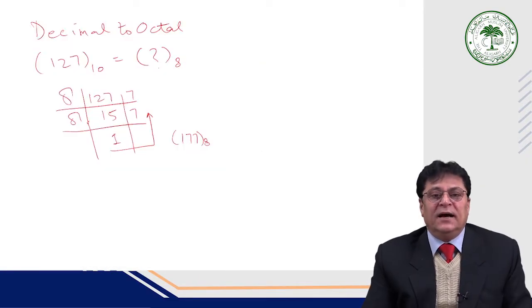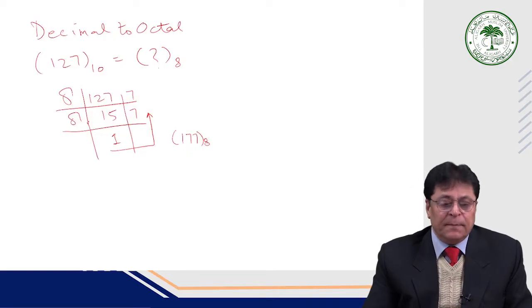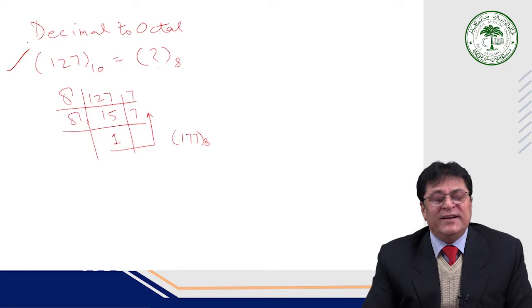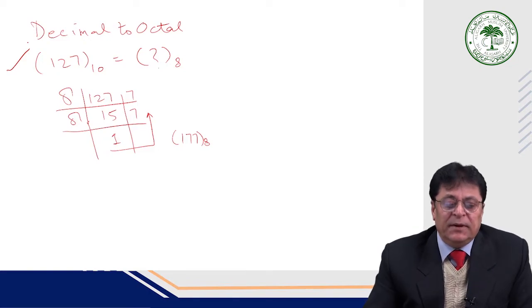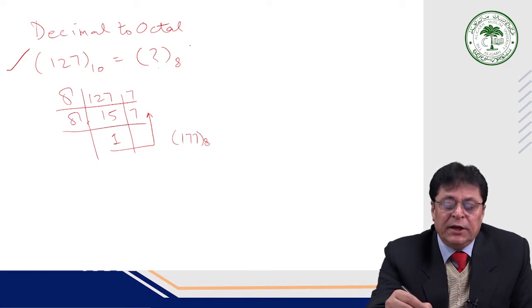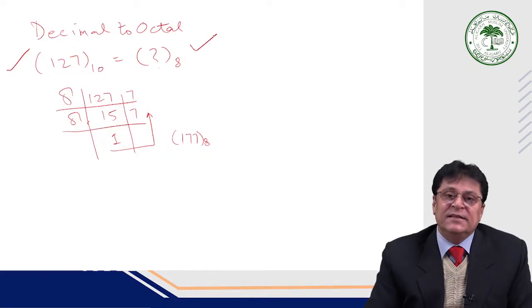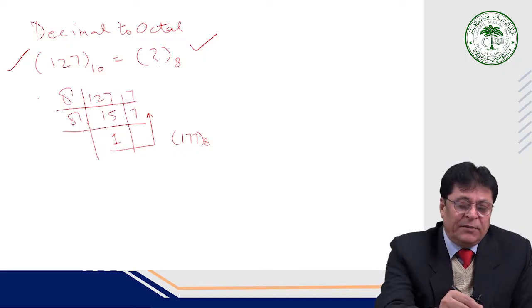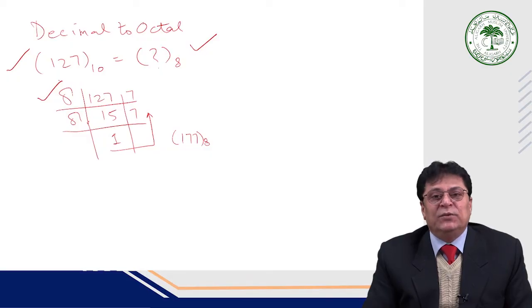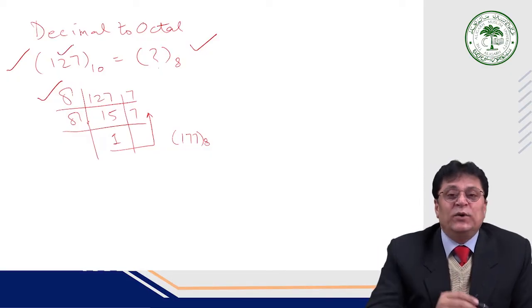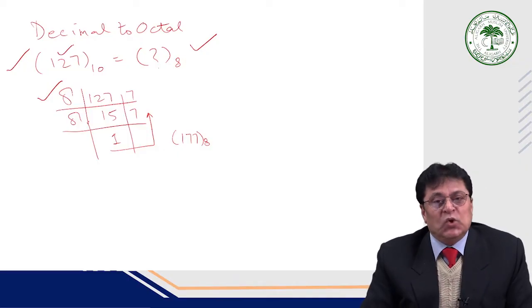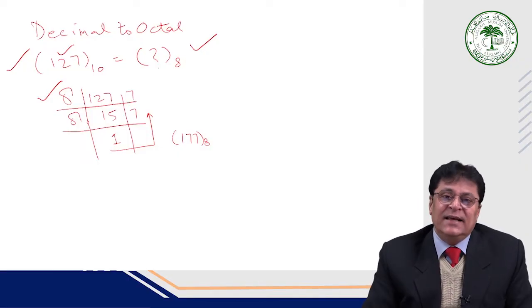We begin with decimal to octal number conversion. Take this example of 127, which is in decimal, and we want to convert it to a different base, which is octal. We have learned already that our target base is 8. So, we will divide this number 127 by 8 and we will record two things. One is quotient and another one is remainder.